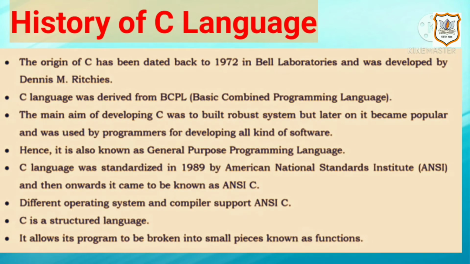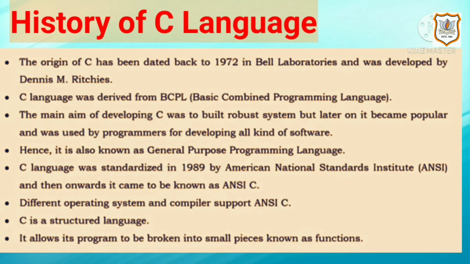Next topic is history of C language. The origin of C has been dated back to 1972 in Bell Laboratories and was developed by Dennis M. Ritchie. C language was derived from BCPL, Basic Combined Programming Language. The main aim of developing C was to build robust system, but later on it became popular and was used by programmers for developing all kind of software. Hence, it is also known as general purpose programming language.